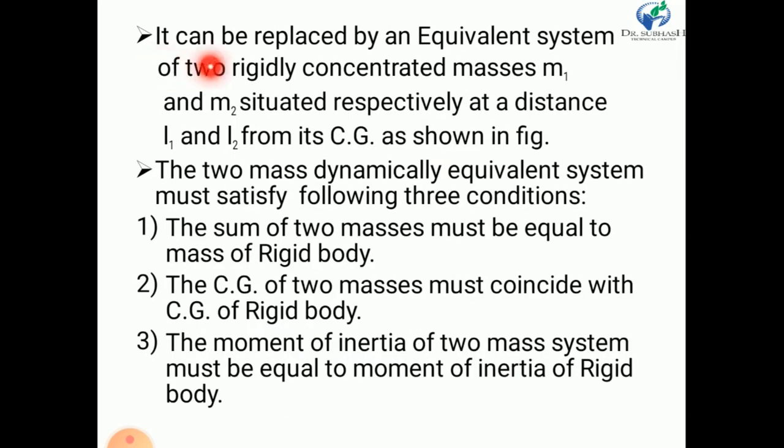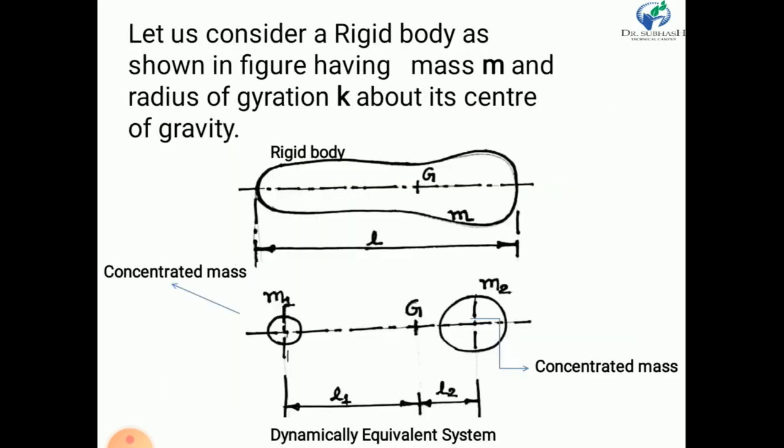So it can be replaced by an equivalent system of two rigidly concentrated masses m1 and m2 situated respectively at a distance l1 and l2 from the CG, as shown in the figure. So my dear friends, we have added two masses m1 and m2 at l1 and l2 distance from the CG.